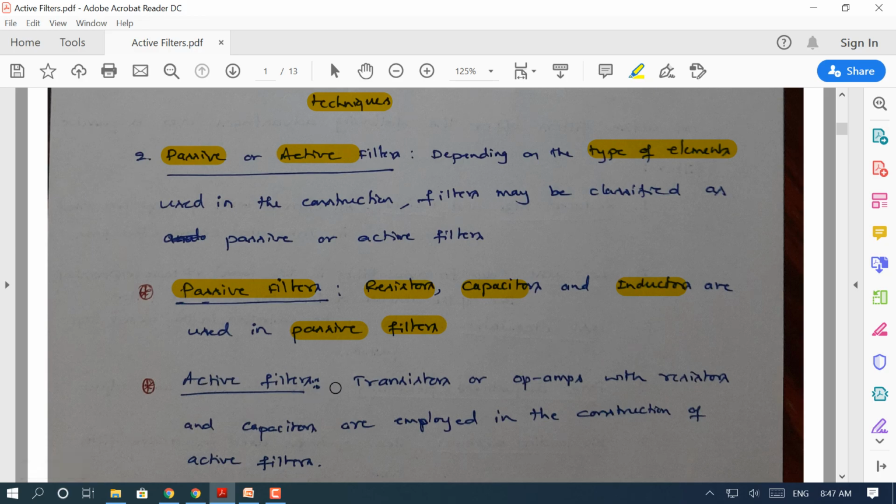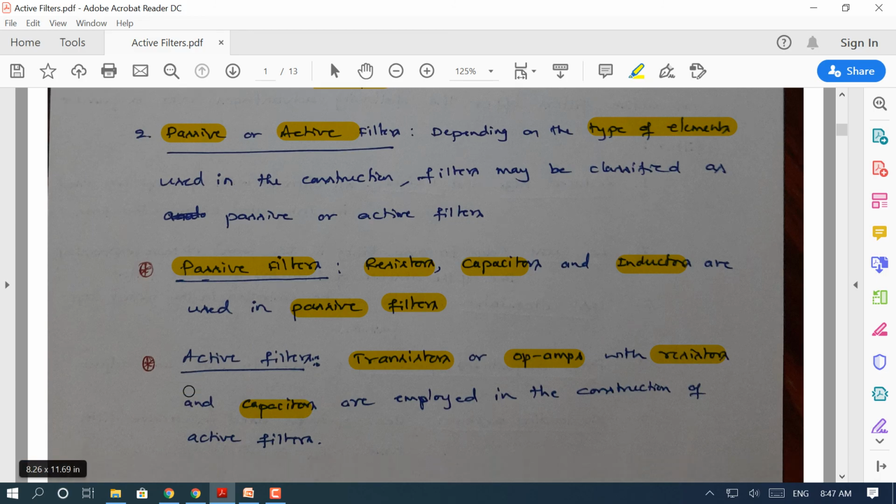Active filters are those filters that are constructed with the help of transistors, which are all active elements, or operational amplifiers. In our discussion, we are going to use mainly the operational amplifier along with the passive elements. See, active elements alone are not used in the construction of active filters. Along with active elements like transistors or operational amplifiers, we use passive elements such as resistors and capacitors in the construction of active filters. So that's the second type of classification of a filter.